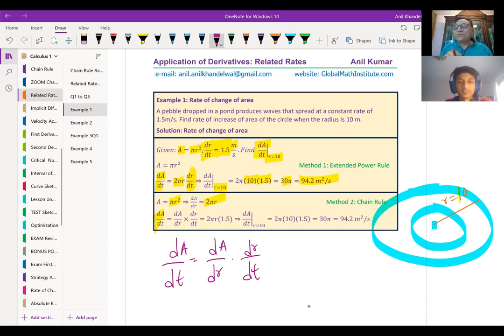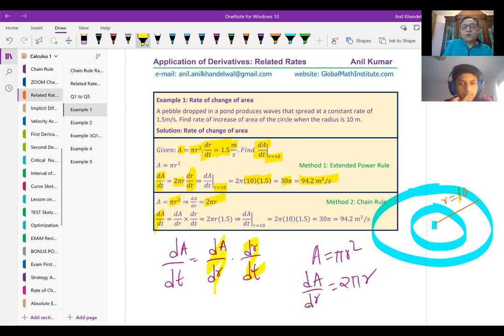It's 1.5. So we have even avoided writing one function into another function or eliminating a variable. Straight away, we knew that A is equal to pi r square, so I could differentiate with respect to r and get 2 pi r. So I get dA/dr with that, and this is given to me. So I have the answer. You get the idea. So this is the beauty. We can just substitute and get the same answer as we got in the first case.